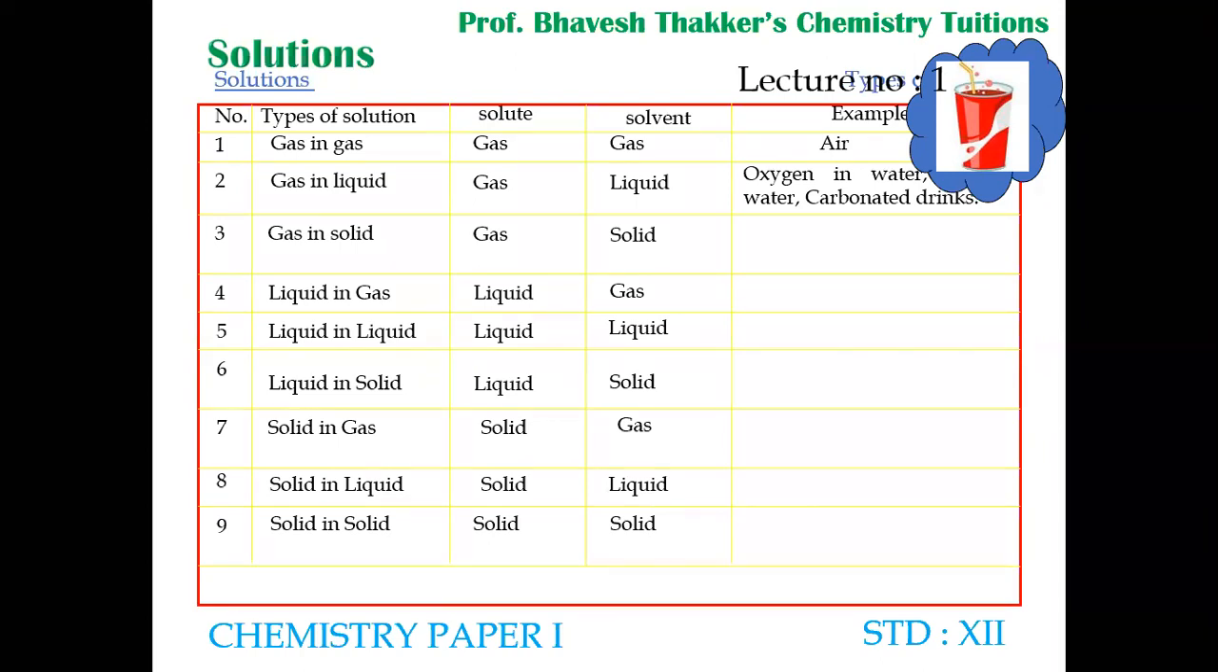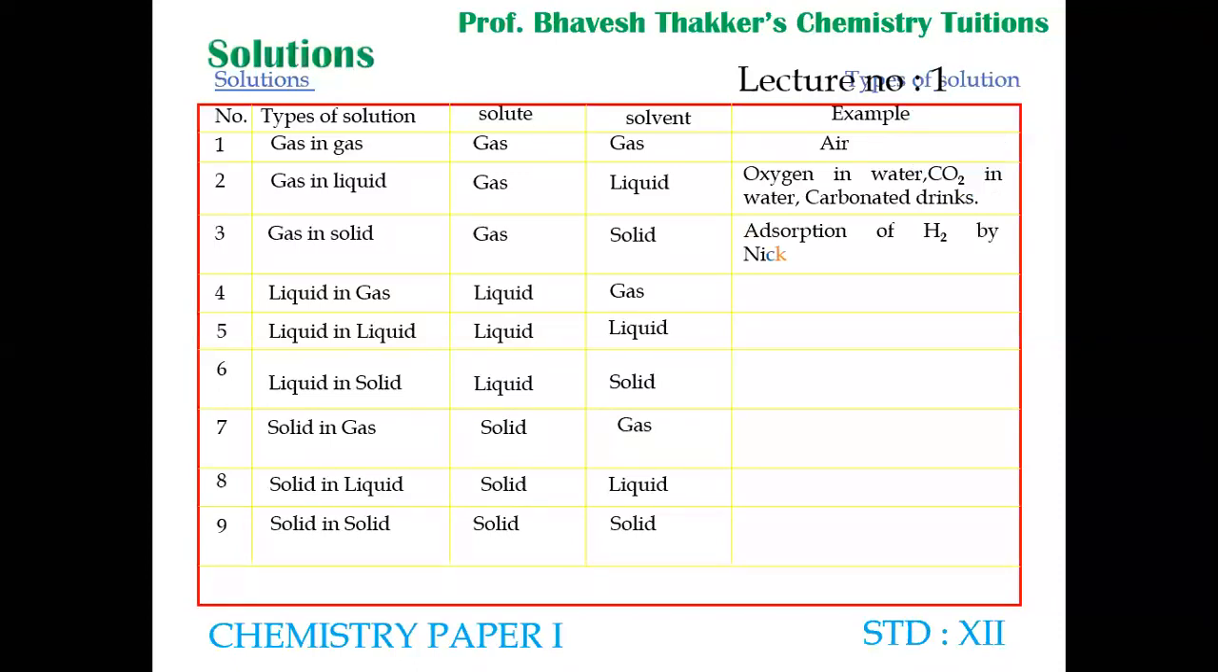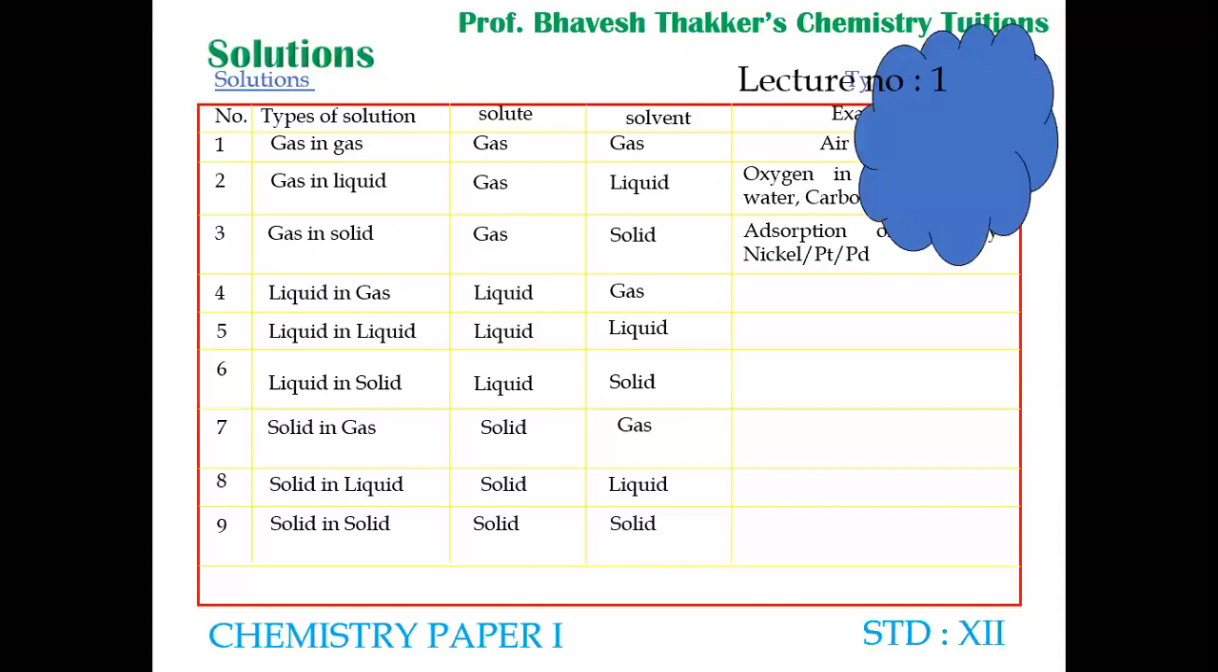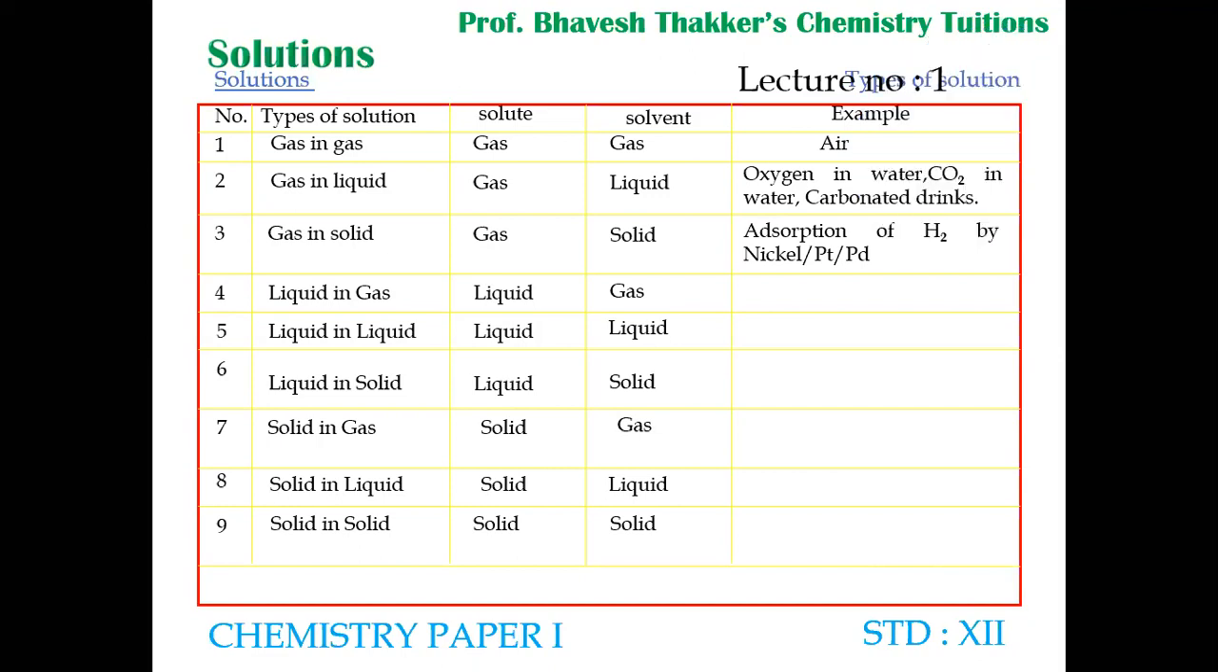Now gas in solid. The gas in solid type of solution is adsorption of hydrogen on nickel, platinum, palladium. Here adsorption of various gases on the surface of nickel, like hydrogen gets adsorbed on nickel or platinum or palladium. So here the solvent is solid, but solute is gas. Okay, so hydrogen is solute and nickel, platinum, palladium are solvent.